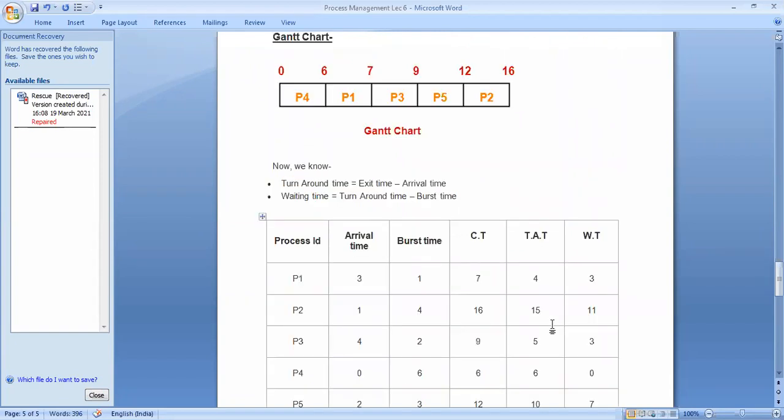That was shortest job first. In the next class we will discuss shortest remaining time. That is more important because it is a little bit complicated.